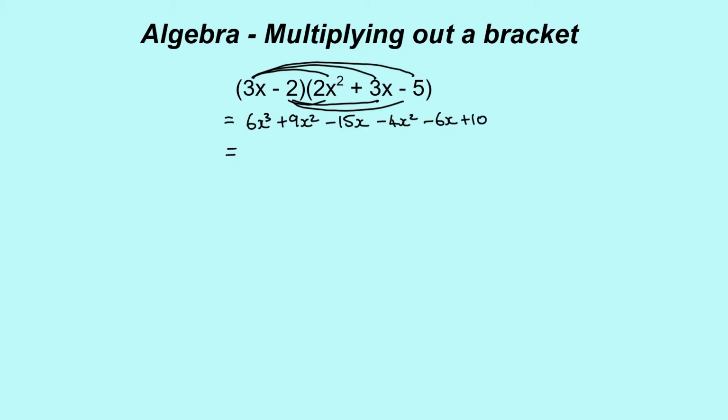Here, we've got more terms to tidy up. There's only one cubed term, so the 6x cubed is going to come down. We've got a 9x squared here and a minus 4x squared there. Putting them together, collecting like terms, gives us a plus 5x squared. Likewise, we've got the minus 15x and the minus 6x. Combining them gives us minus 21x. And we've only got one number term, that's the plus 10 at the end. And again, that's your final simplified answer.